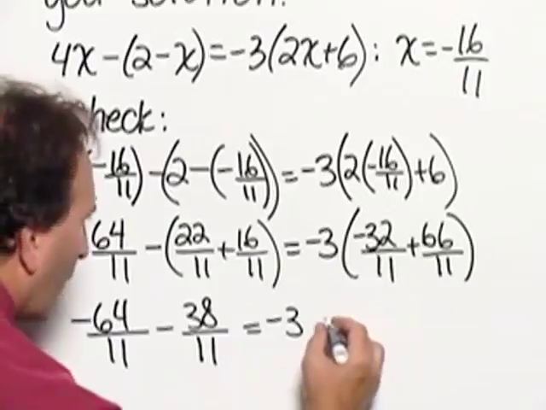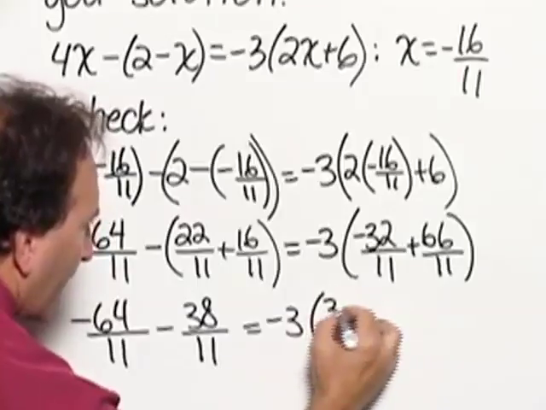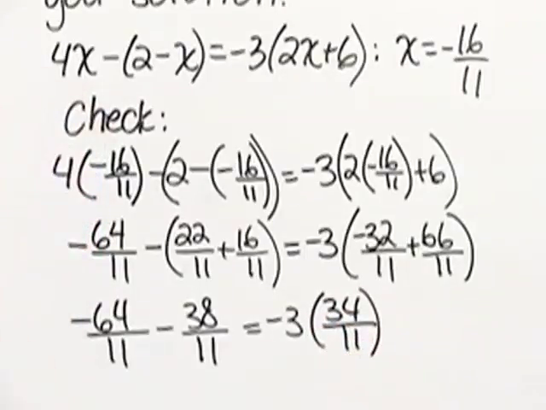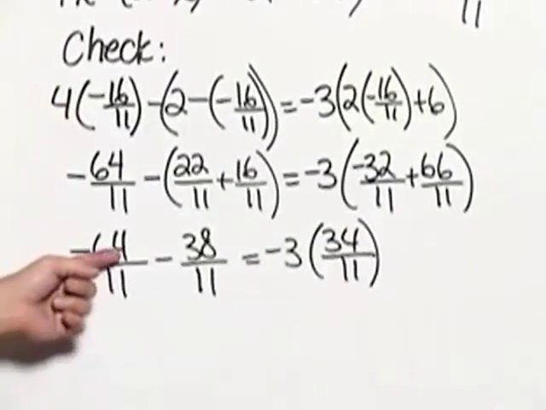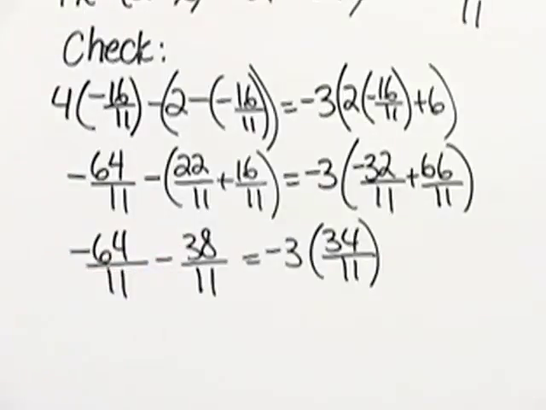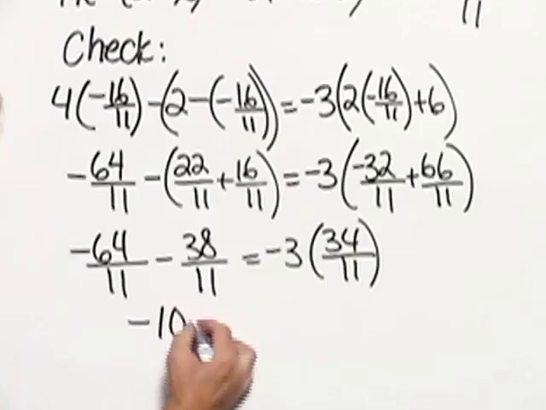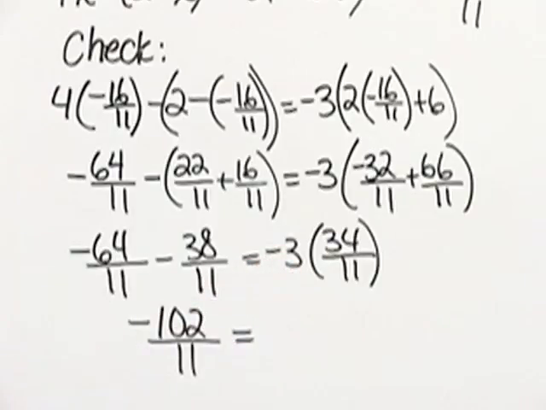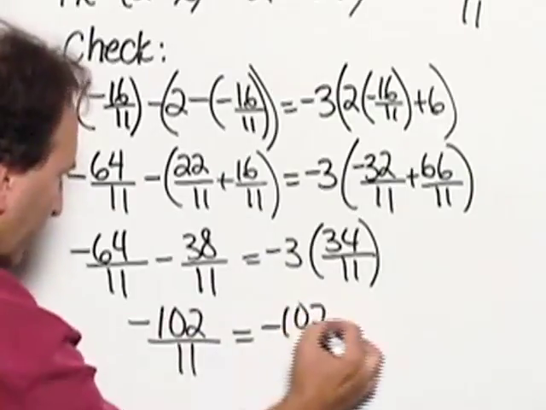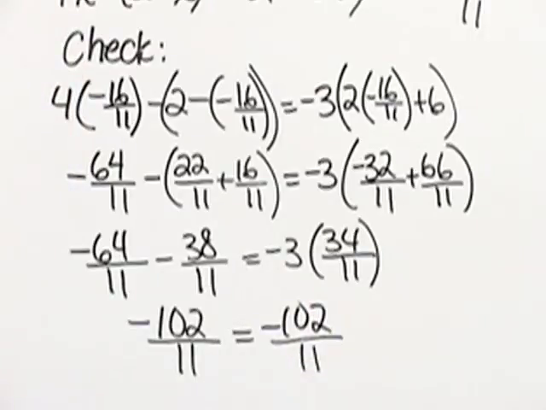So we have to multiply the -3 times the 34/11. On the left-hand side, we have -64 minus 38. So combining those into one fraction, we find that it's equal to -102/11. On the right-hand side, we multiply -3 times positive 34, so that's going to be negative. And when we multiply 3 times 34, it's 102, and it's over 11, so it does check.